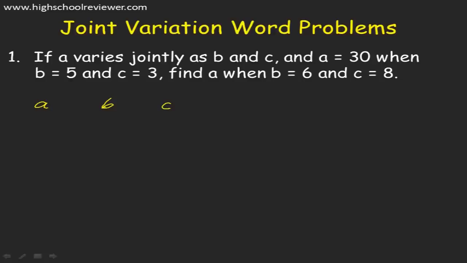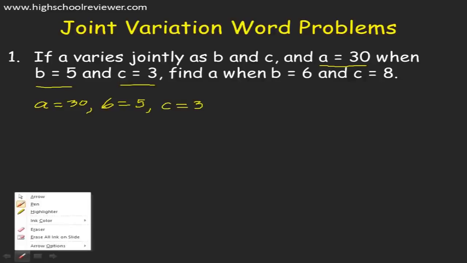So the first value for A, as stated in the problem, if A equals 30. So A here is equal to 30. When B is equal to 5, so B is equal to 5. And C is equal to 3. So these are the initial values or the first values of A, B, and C.